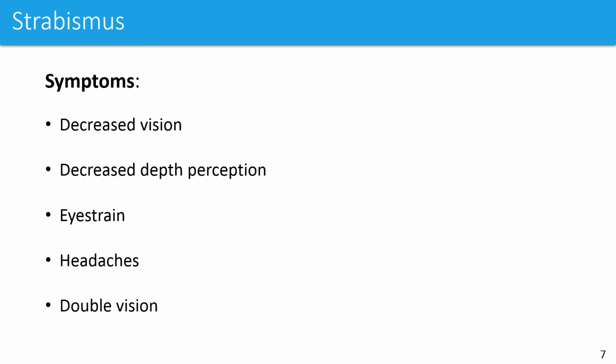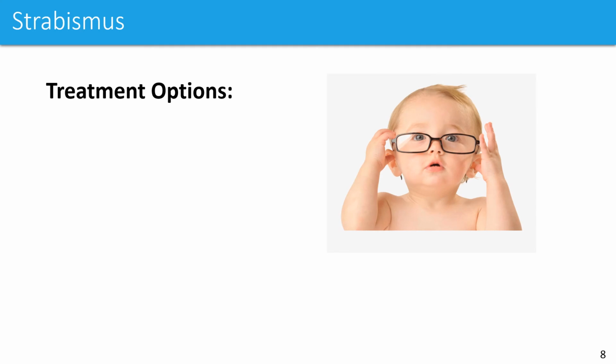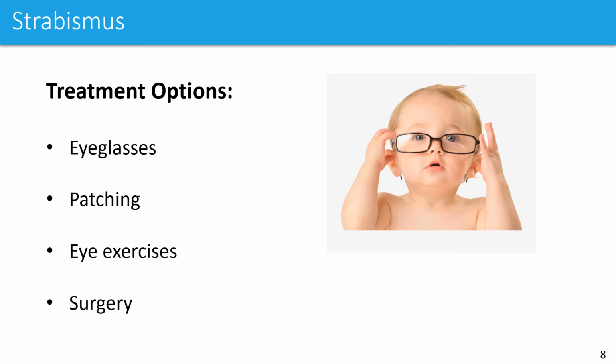As children's eyes develop, to avoid double vision, the brain will ignore the image from the affected eye, and over time the eye may become amblyopic. Without treatment, the condition can worsen but can be corrected if treated early, with treatment options including eyeglasses, patching the better eye, exercises, and surgery if required.